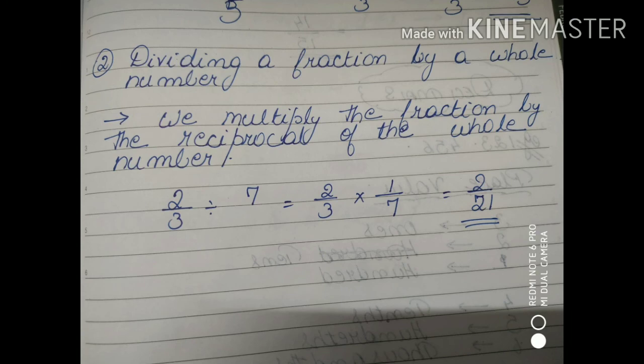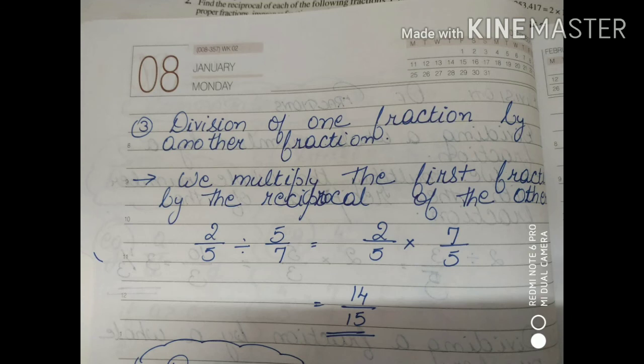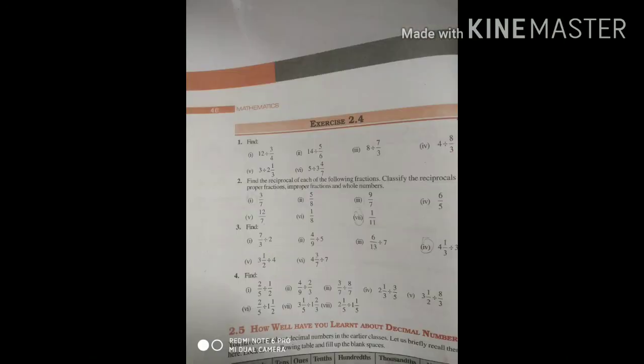In the case of dividing a fraction by a whole number, we multiply the fraction by the reciprocal of the whole number. That is 2 by 3 divided by 7. We'll write it as 2 by 3 multiplied by inverse of 7, that's 1 by 7, and the answer will be 2 by 21. While in the third case, that is division of one fraction by another fraction, we multiply the first fraction by the reciprocal of the other. That is 2 by 5 divided by 5 by 7, which will be equal to 2 by 5 multiplied by reciprocal of 5 by 7, that is 7 by 5, and the answer will be 14 by 5. So now to complete the exercise 2.4, if you have any doubt, you can get back to me.